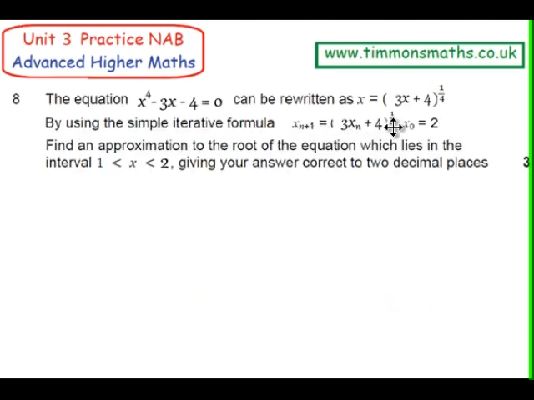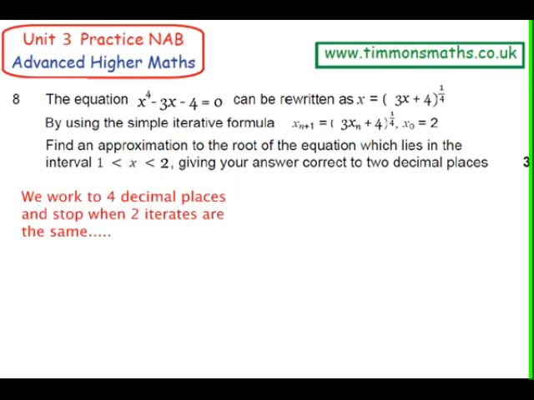So we're going to use this iterative formula with a starting value of x not equal to 2 to find a root lying between 1 and 2. What we'll do is we'll work to 4 decimal places and stop when 2 of the iterates are the same to 4 decimal places. Start off with a value of x not equals 2, so press 2 enter on our calculator. The iterative formula can then be entered on the calculator as in brackets 3 answers plus 4 taken to the power a quarter or 0.25.